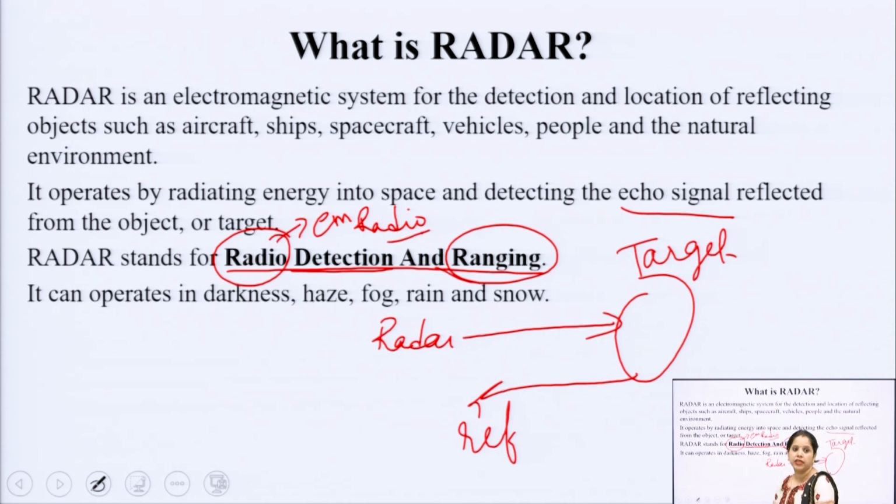So, what are the advantages associated with the radar? It operates in darkness, haze, fog, rain and snow. So, we can see that in adverse environmental conditions radar is able to operate.